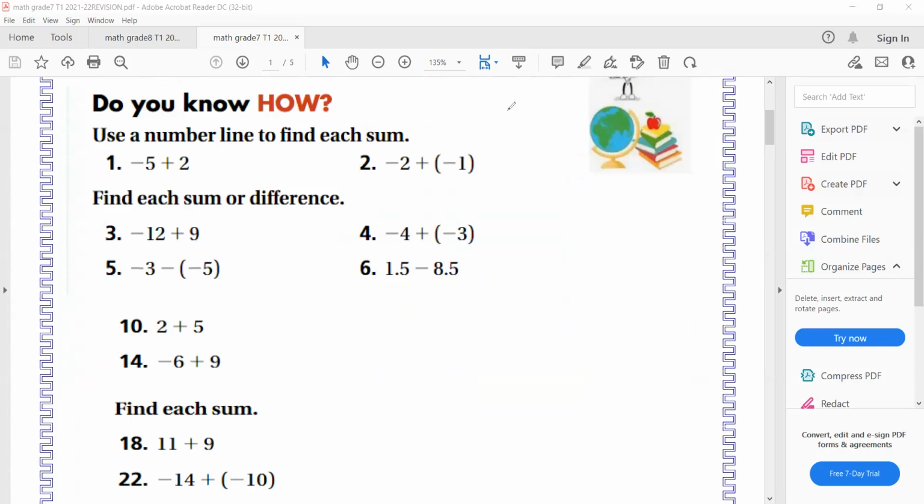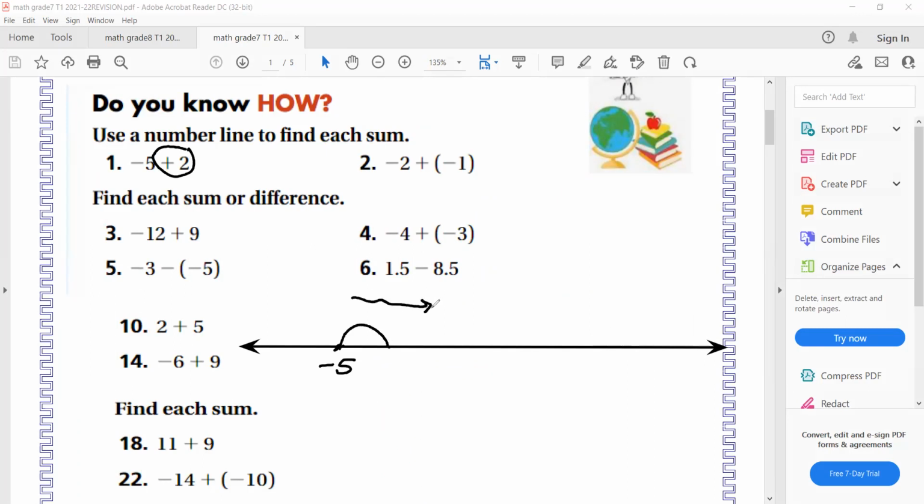Then -5 plus 2. If I put it on a number line, using the number line to solve it, I'll start from -5, then add 2. Plus 2 means adding 2. Adding means I move to this side, and subtracting means I move to this side. Okay, then I'll add 2. From -5, here -4, -3. Then the answer will be -3. The answer will be -3 using the number line.